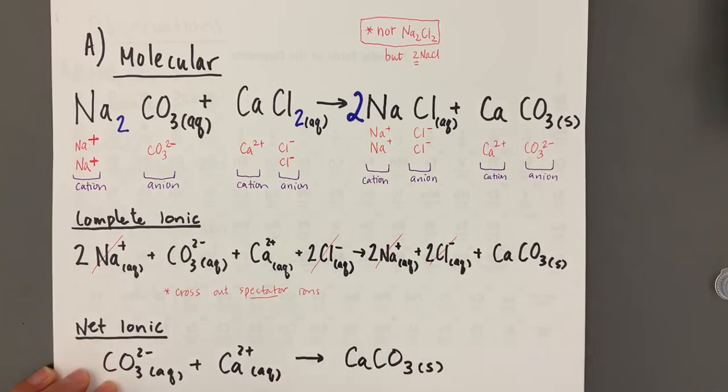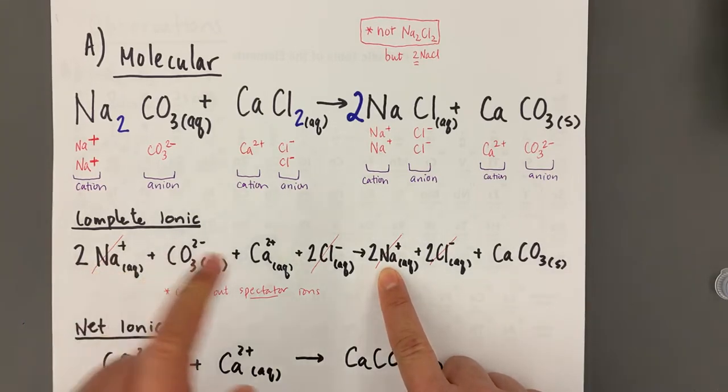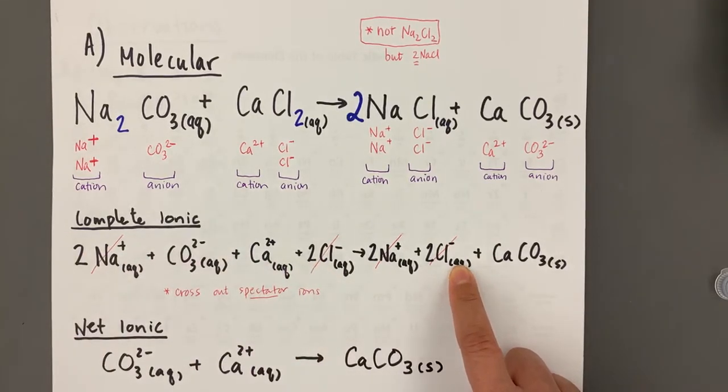The net ionic is where you cross out the spectator ions. The spectator ions are ions that appear before the arrow as a reactant and after the arrow as a product as a free-flowing ion. So for example, 2 Na+ and 2 Na+, you can cancel those out. 2 Cl- and 2 Cl-, you can cancel those out. Again, they appear before the arrow as a reactant and after the arrow as the product.